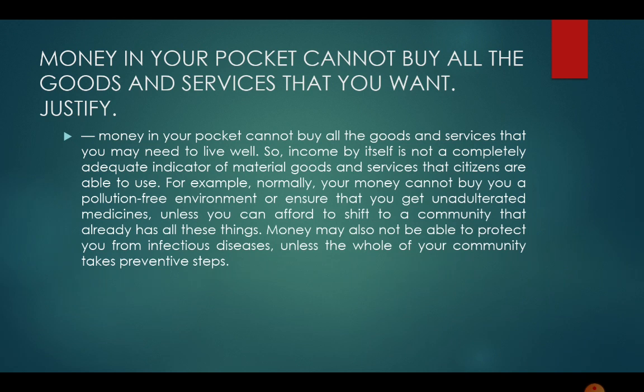So income by itself is not a completely adequate indicator of material goods and services that citizens are able to use. For example, normally your money cannot buy you a pollution-free environment or ensure that you get unadulterated medicines, means those which are not chemically mixed or which are not heterogeneous, unless you can afford to shift to a community that already has all these things. Money may also not be able to protect you from infectious diseases unless the whole of your community takes preventive steps. So we see the three types of example.